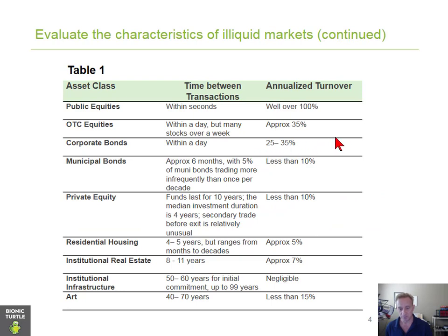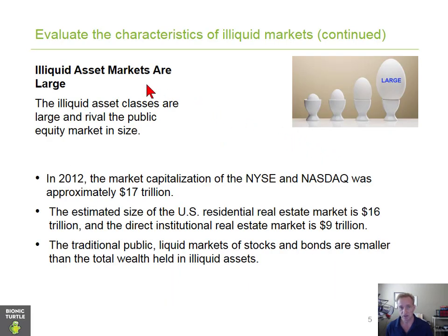So here is Table 1. And what's interesting is that public equities, where the time between transactions is within seconds. I own several stocks or public equities, and I'm still amazed at how rapidly you can buy or exit those positions, where the turnover is well over 100%. But notice we have so many other asset classes where the turnover is far less than 100%, in many cases even less than 10%. So illiquid asset markets are large.